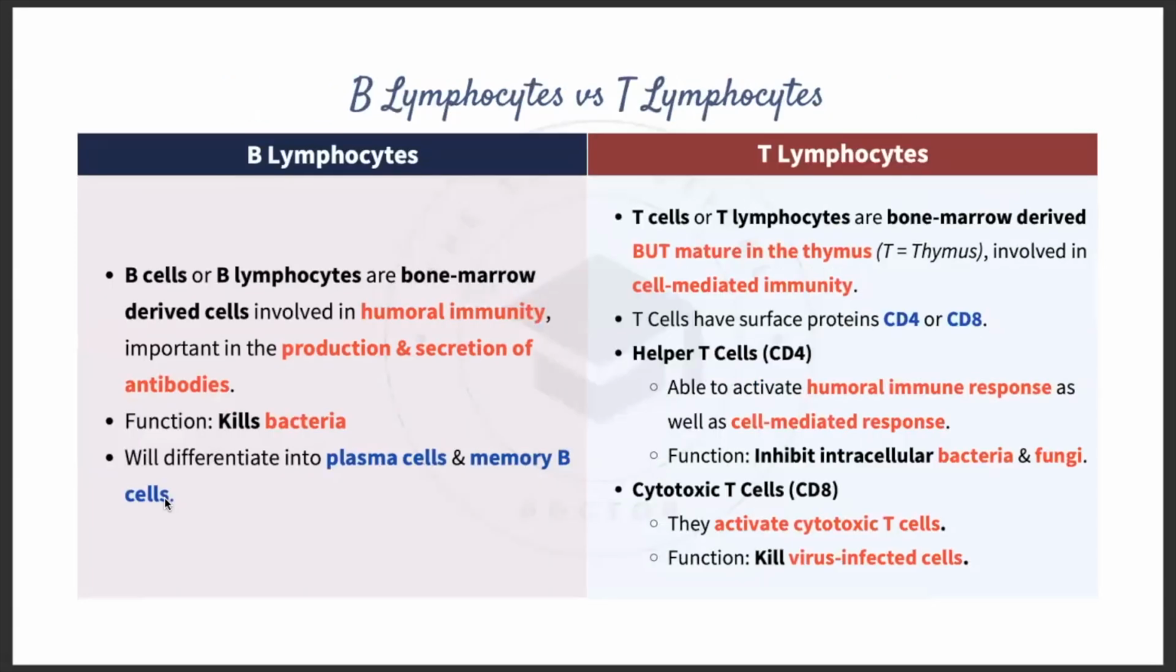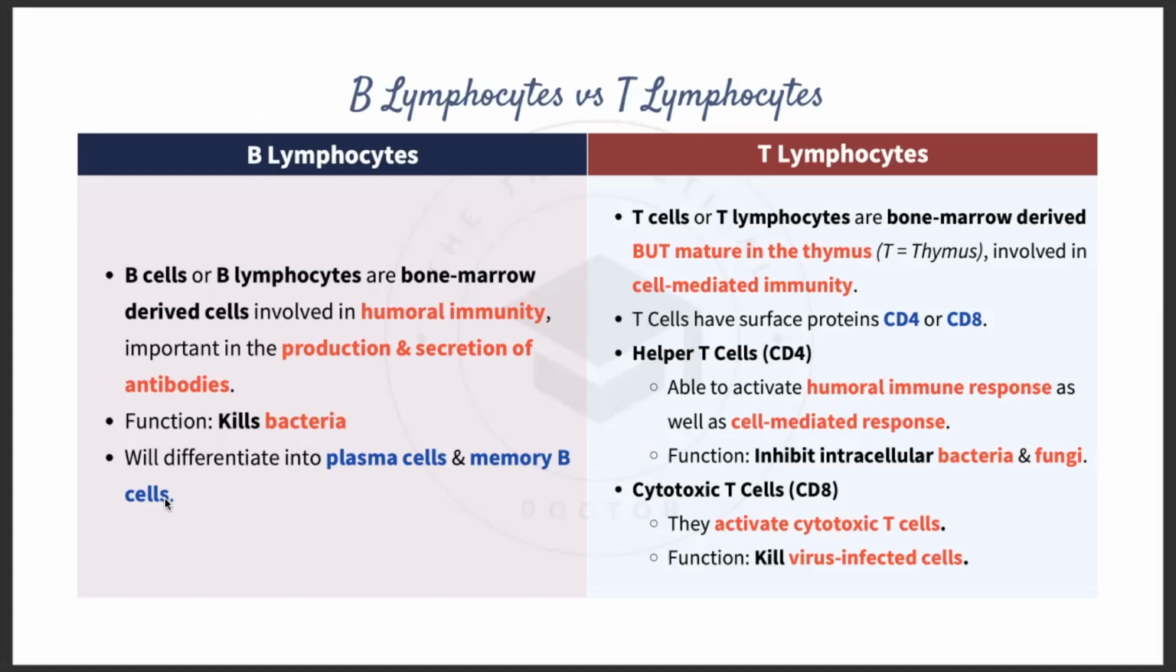B lymphocytes versus T lymphocytes. So first one, B lymphocytes. B cells, or otherwise known as B lymphocytes, are bone marrow derived cells involved in humoral immunity, which is important in the production and secretion of antibodies. So if you see B lymphocyte, remember humoral immunity and antibody. So the function is to kill bacteria, and they will be able to differentiate to form into plasma cells and memory B cells.